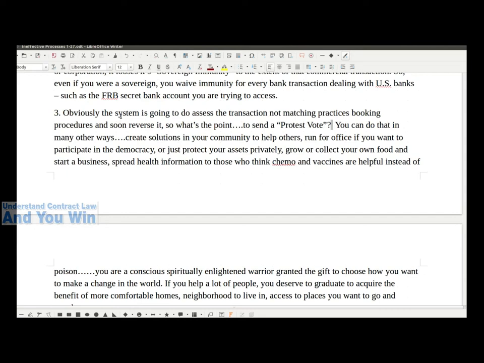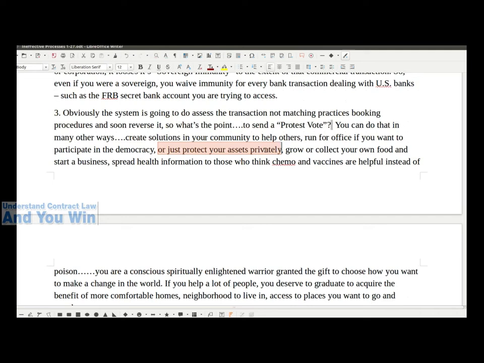Again, what's the point of doing all this if it's just a protest vote? You can do that in many other ways. You can create solutions in your community to help others. You could run for office if you would like to participate in the democracy and change the system, or you can just protect your assets privately, grow, and collect your own food.